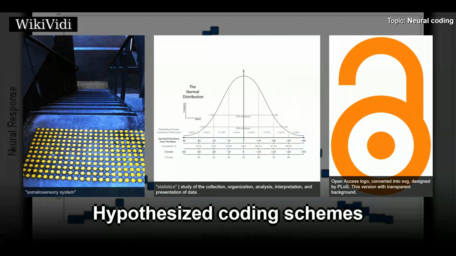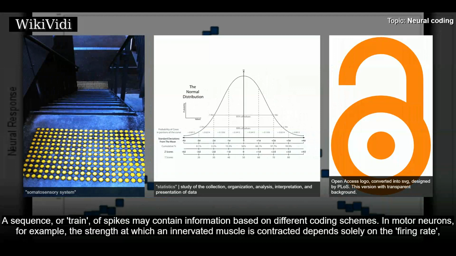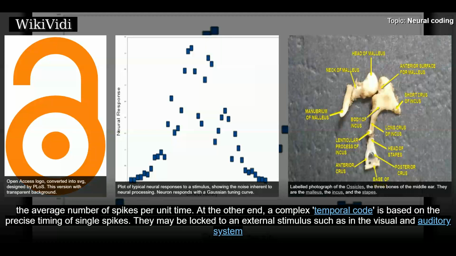Hypothesized coding schemes. A sequence, or train, of spikes may contain information based on different coding schemes. In motor neurons, for example, the strength at which an innervated muscle is contracted depends solely on the firing rate, the average number of spikes per unit time. At the other end, a complex temporal code is based on the precise timing of single spikes.